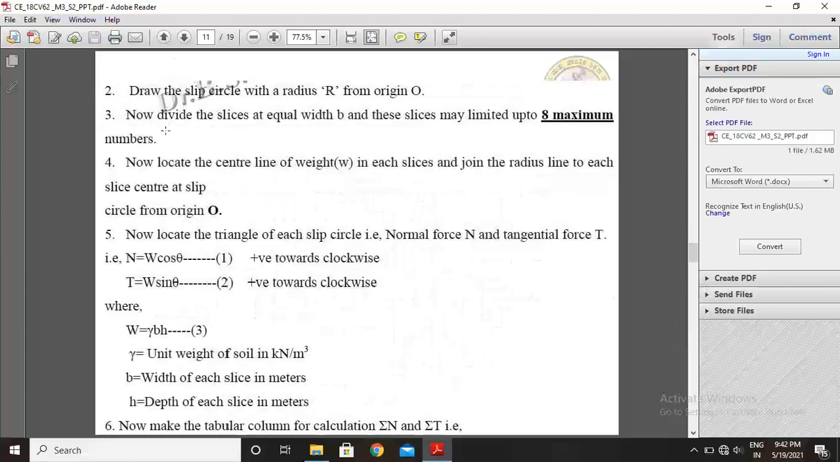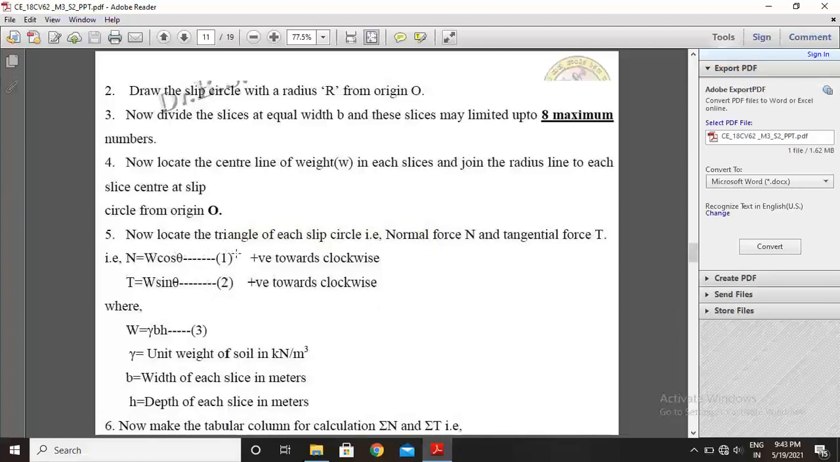In the second step, draw the slip circle with a radius R from the origin. Next, divide the slices at equal width B, and these slices may be limited to a maximum of 8. Now locate the center lines of weight W in each slice and join the radius line to each slice center at the slip circle from origin O. I have already explained that.